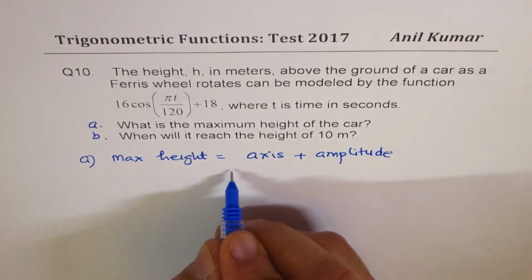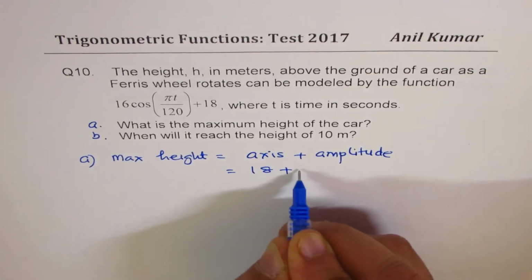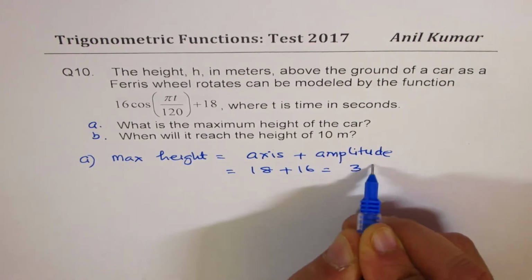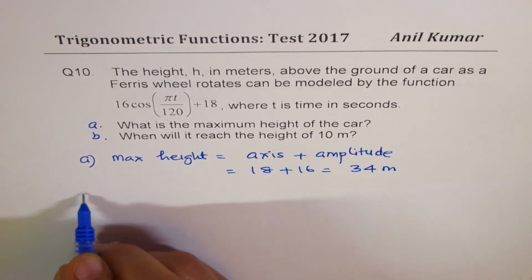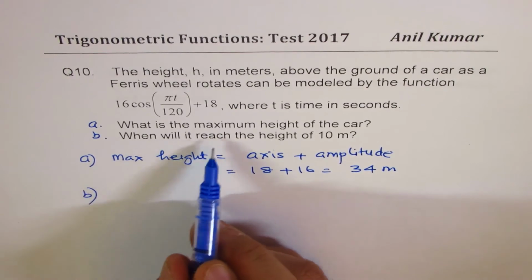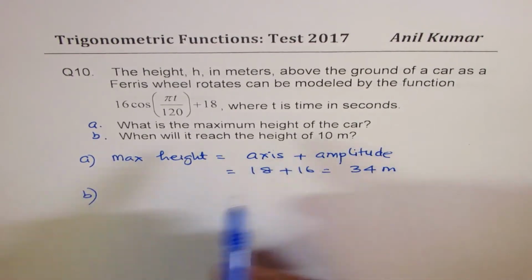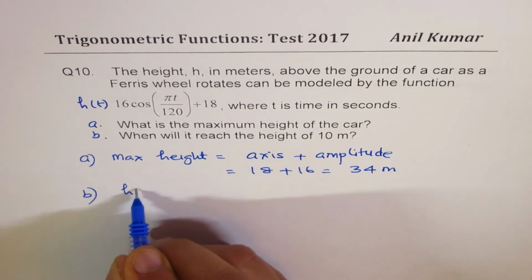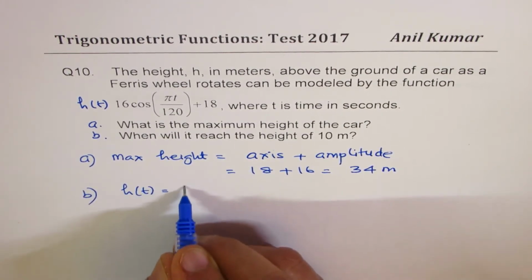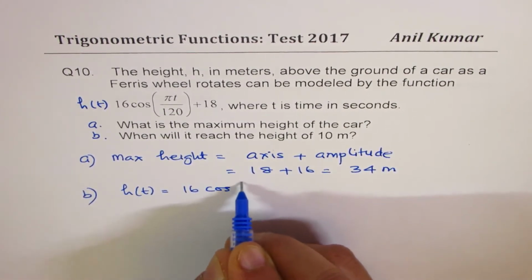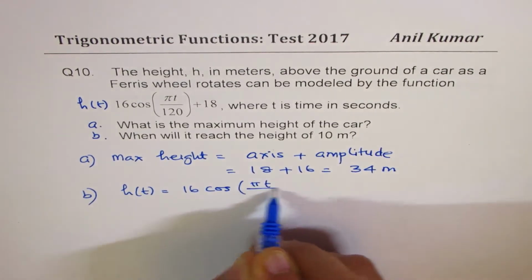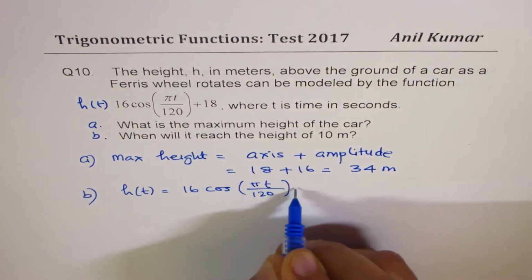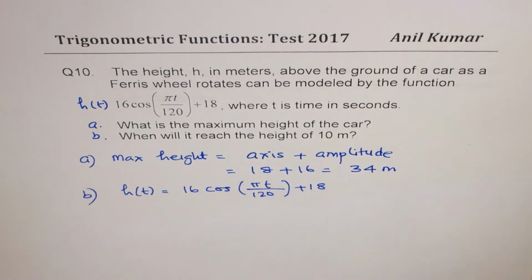And that gives you the value as 18 plus 16, which is 34 meters, correct? And part B is, when will it reach the height of 10 meters? So you can think this is your function, right? So we have height is given to us as 16 cos of pi t over 120 plus 18.